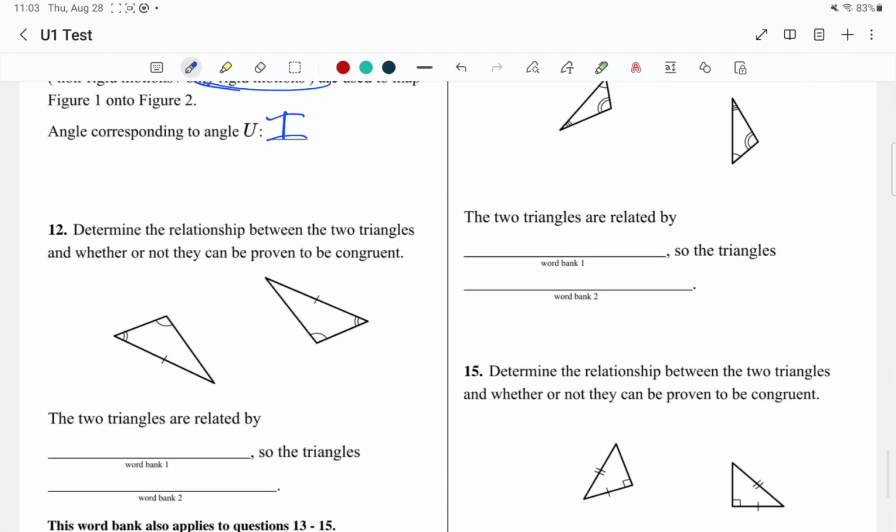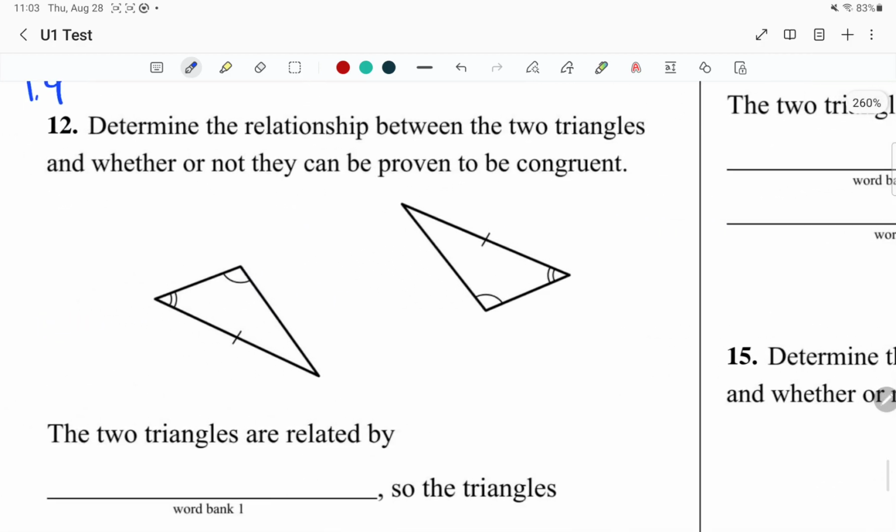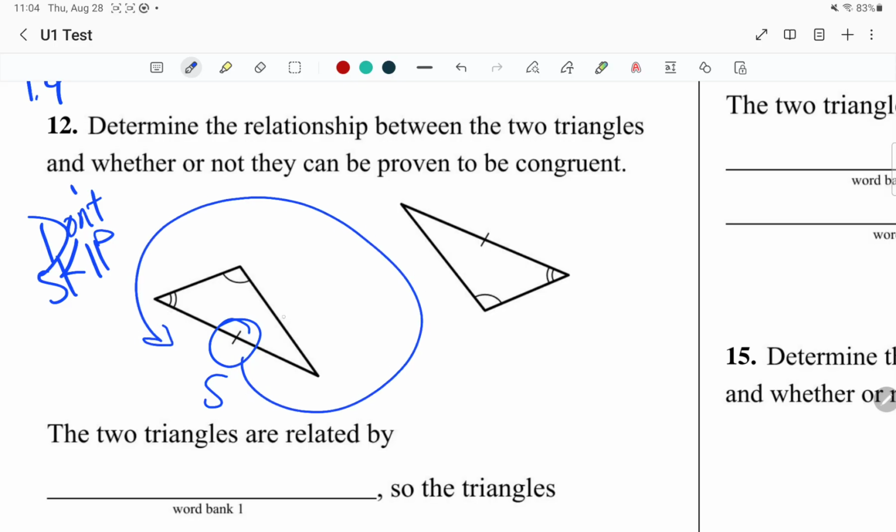Now we're to triangle congruence criteria. So this is 1.4. Okay, remember our rule is don't skip. You can skip one thing. You can skip an angle or a side, but you can't skip two things. Like you can't skip an angle and a side in one go. For example, let's start with this side. And if I went around this way, I would say side, angle, angle, which is true. But in the process, I skipped an angle and a side.